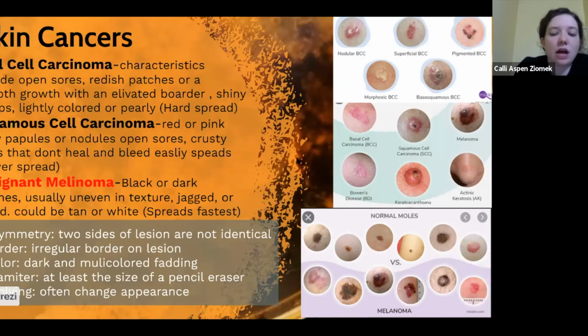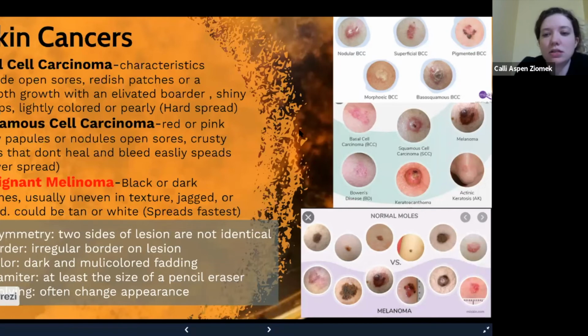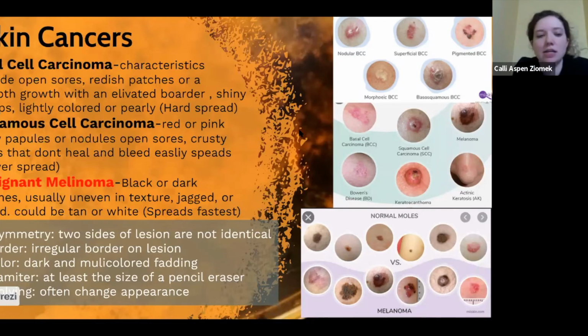So this is why anytime you see any abnormal patches or anything like that on the skin, you want to advise them to seek medical attention because it is easier to treat if it is in a smaller area.